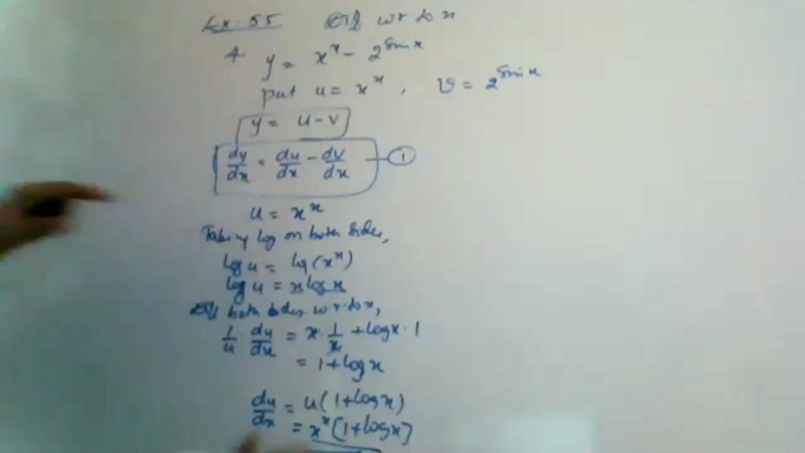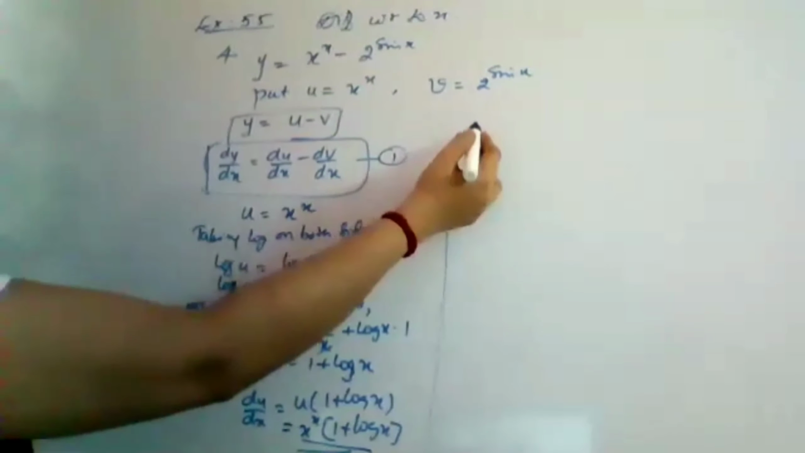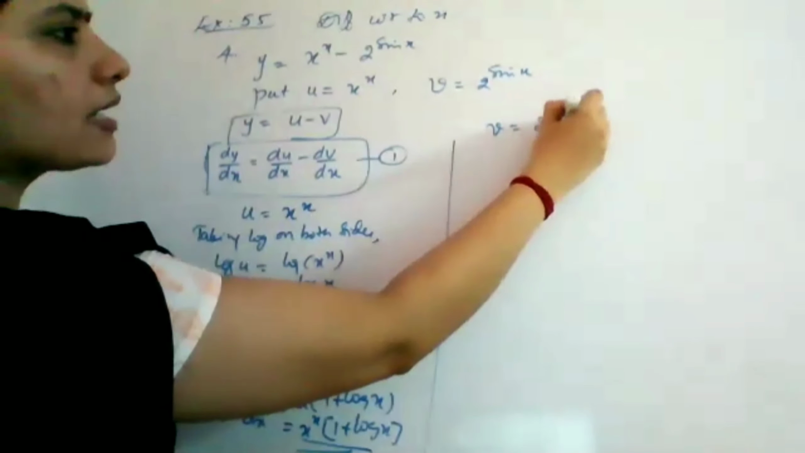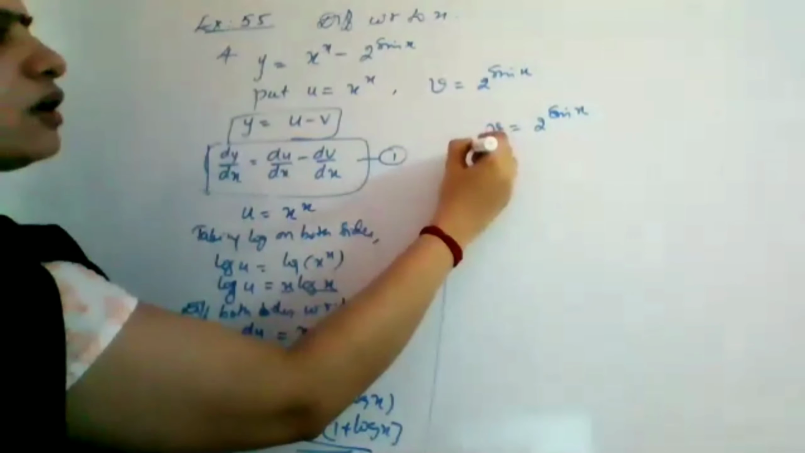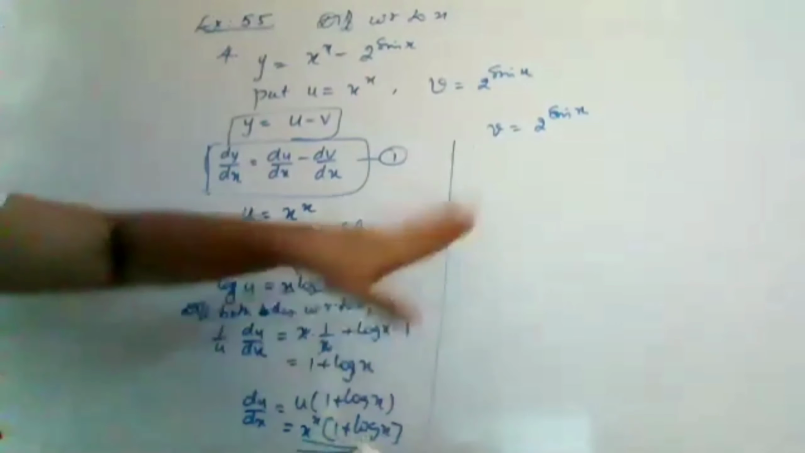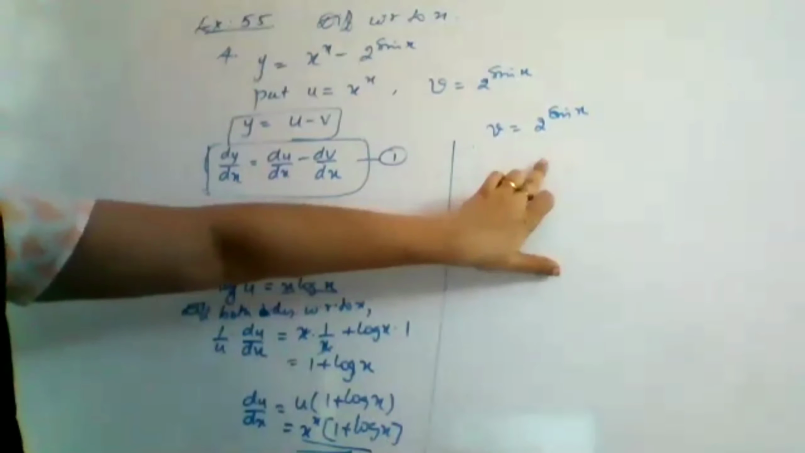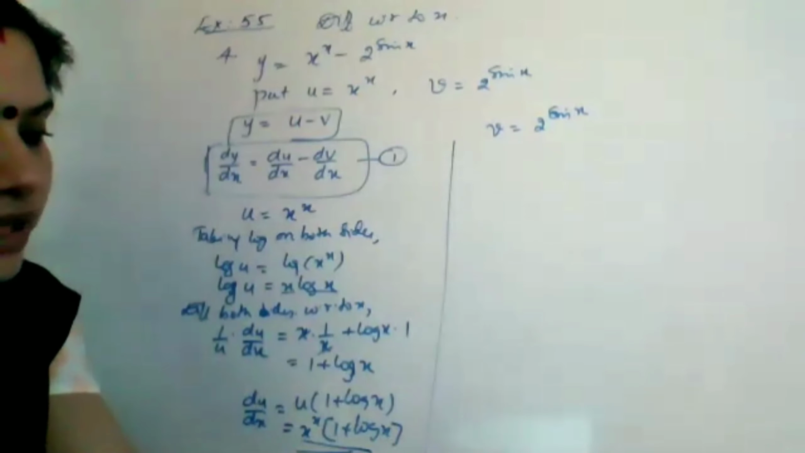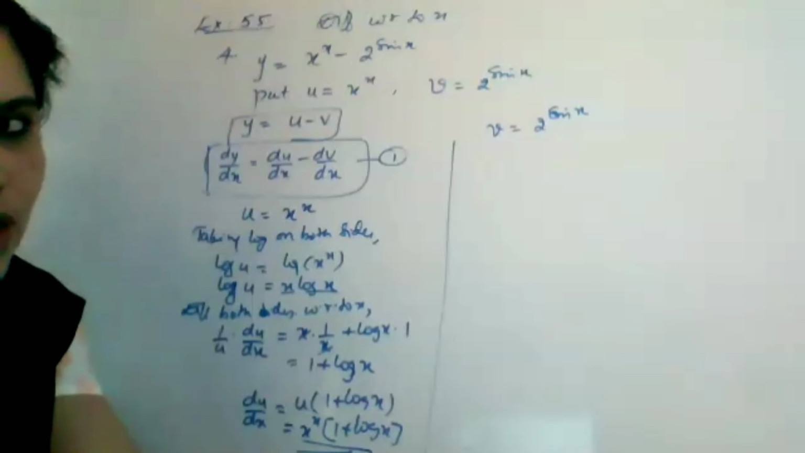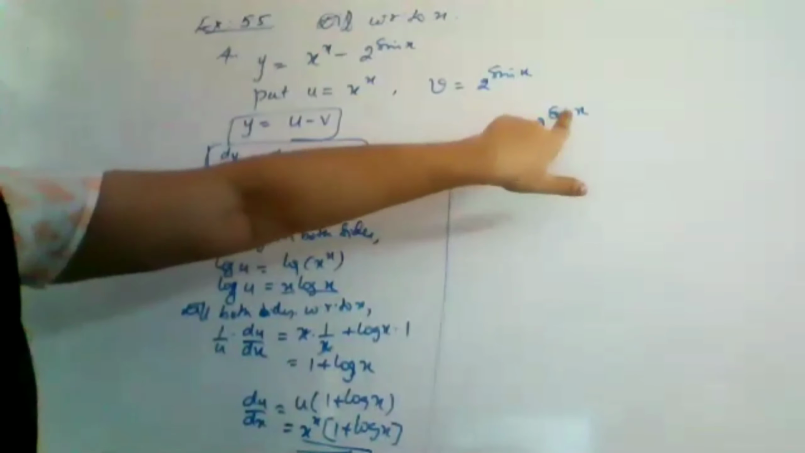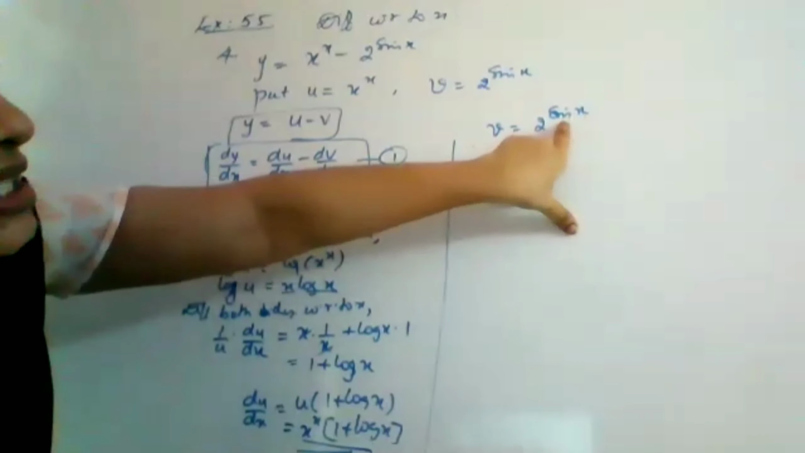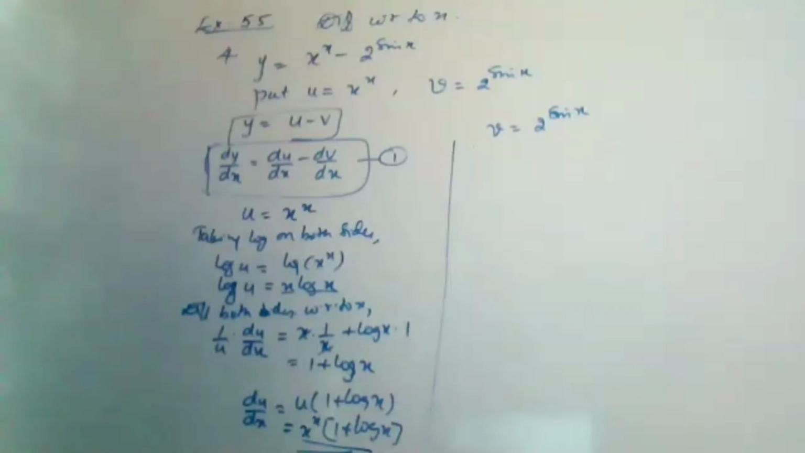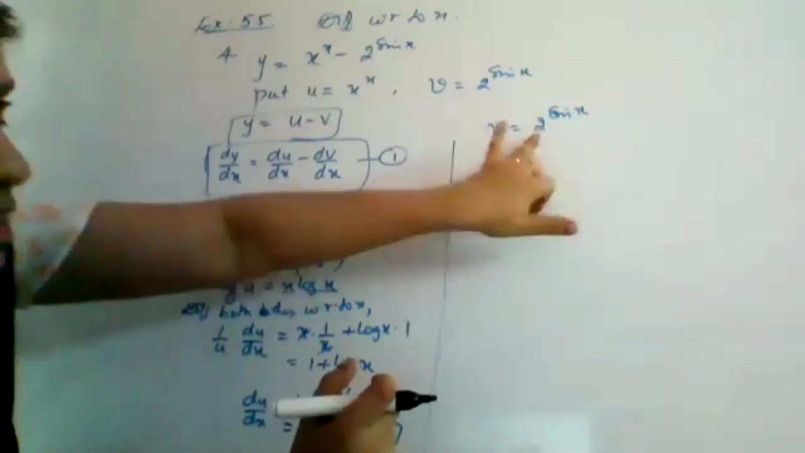Now the second thing is you have to find dv by dx. Now you have taken v as 2 raised to sin x, right? Actually you need not take log on both sides for this term, if you know the derivative of this. This is in your a raised to x form. What is the derivative of a raised to x? a raised to x log a. So you will get 2 raised to sin x into log 2 into, since it is not x, its derivative also will come. The derivative of sin is cos. So you'll get the cos term together with log 2.